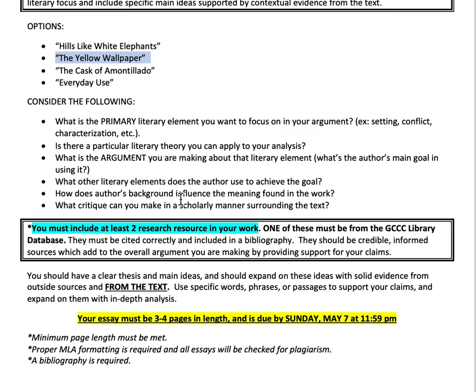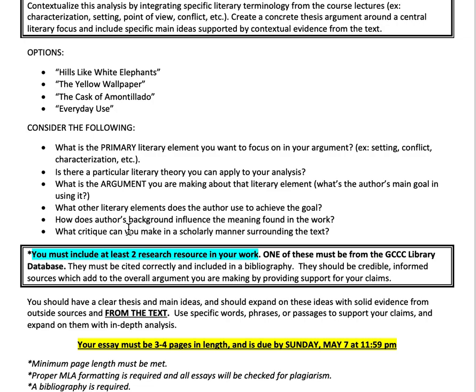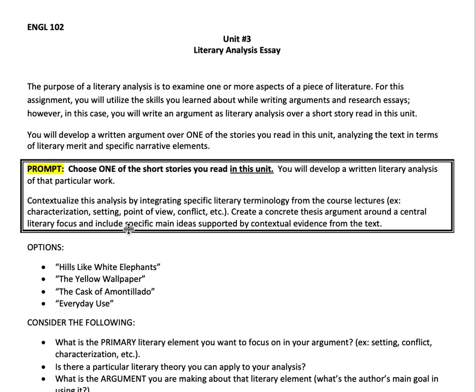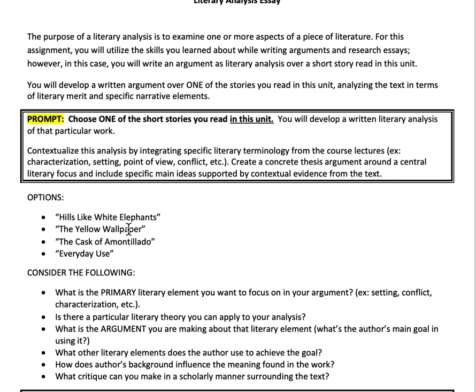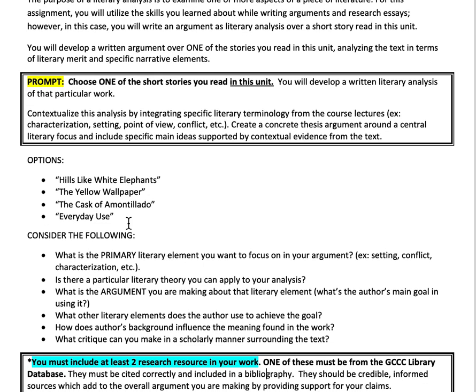So you need to include at least 2 research sources in this work. One of the requirements for the college is that one of these has to be from the library database. So when you go in, you saw in the video explanation about how to find scholarly sources, you can search by the author, you could search by the short story, you could search by the concept. So if you wanted to say symbols in Hills Like White Elephants or the importance of the quilt in Everyday Use, you can do that.